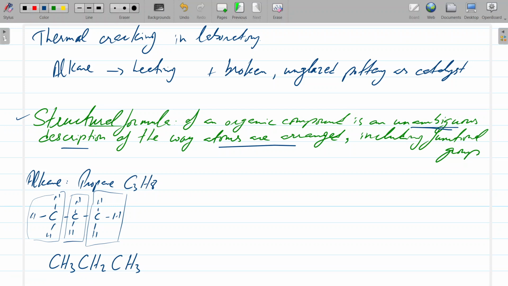I'll give you some more examples where obviously you have to be a bit more careful, but we're starting with the simple ones. So you have C3H8, the molecular formula, and this one is a structural formula. It is giving a description of the way the atoms are arranged. Does this make sense?